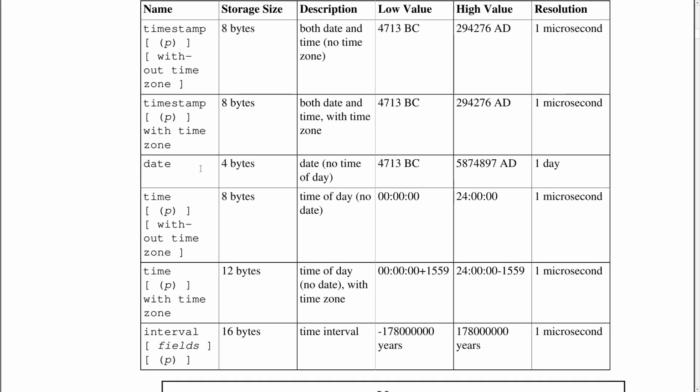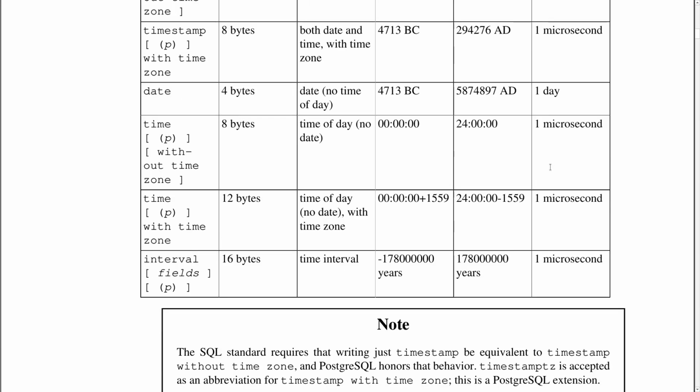Then we have the date data type, which takes 4 bytes, has no time of day, and contains only the date. The lower limit is 4713 BC, the upper limit is 5874897 AD, and the resolution is of course 1 day. Then we have time with precision and without time zone, 8 bytes, time of day, which does not contain the date. The lower limit will be of course 00:00:00, the upper limit would be 24:00:00, and the resolution is 1 microsecond.